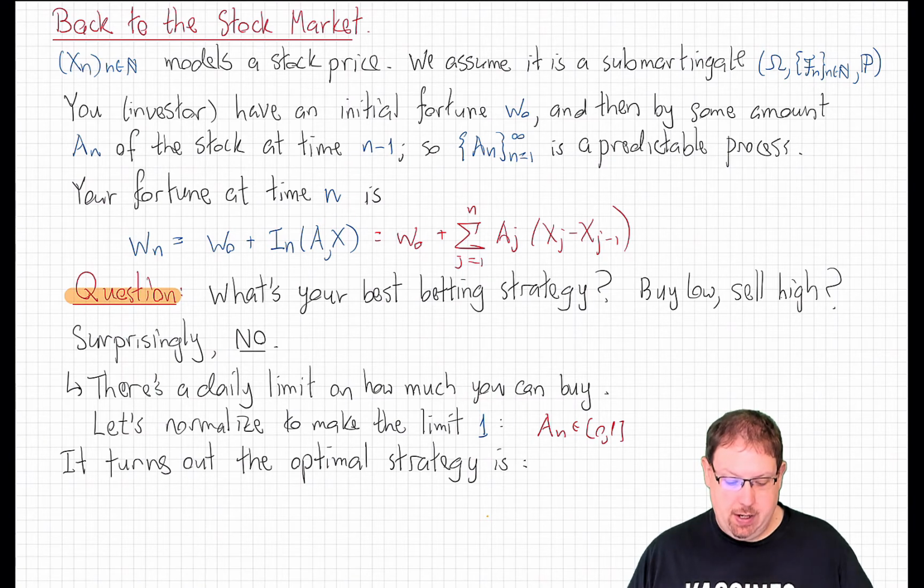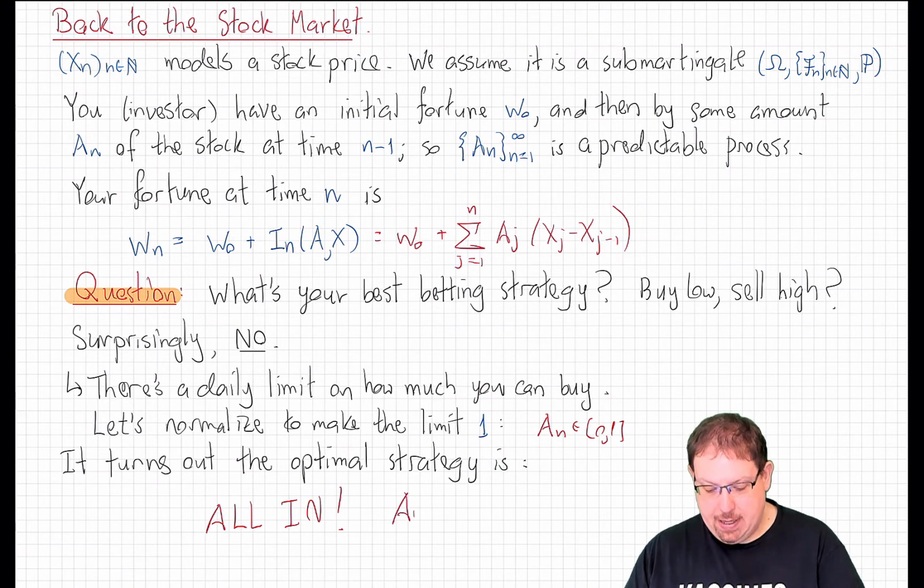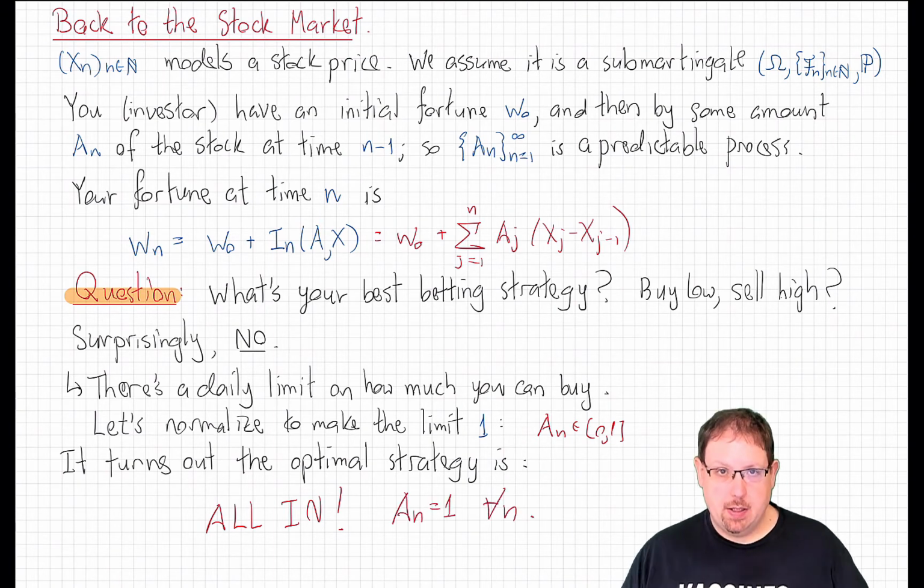Under that constraint, it turns out that the absolute optimal betting strategy is the following dumb-sounding strategy, all in, which is just to buy the maximum possible amount at each time step. To see why, we need to note two things. First of all, how do we test whether a strategy is good or not? The answer is to check the expected value of Wn. We want the expected value of Wn under our particular betting strategy, Aj, to be the maximum it could be.